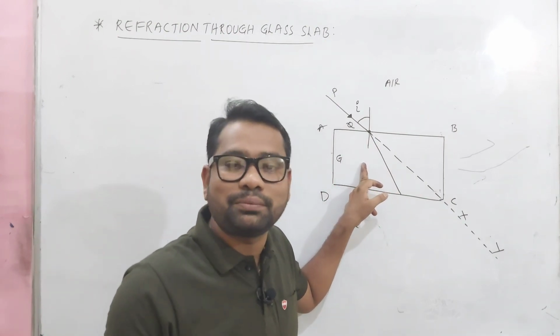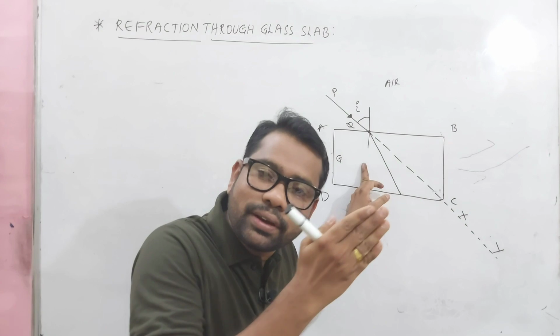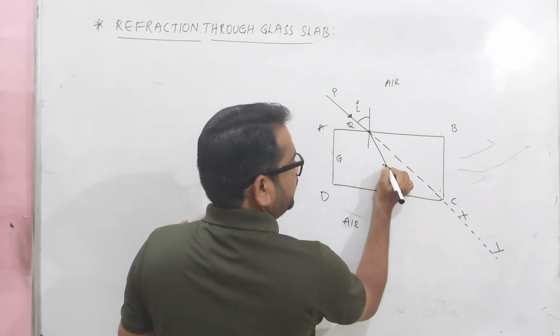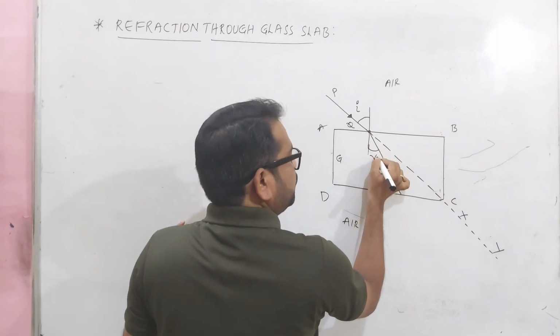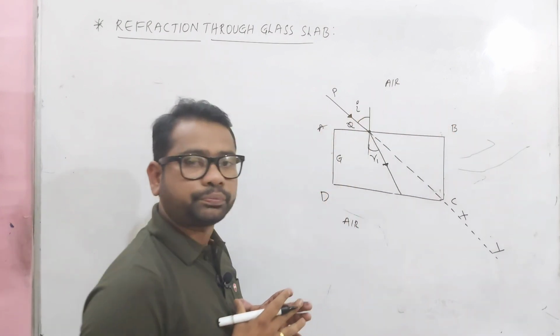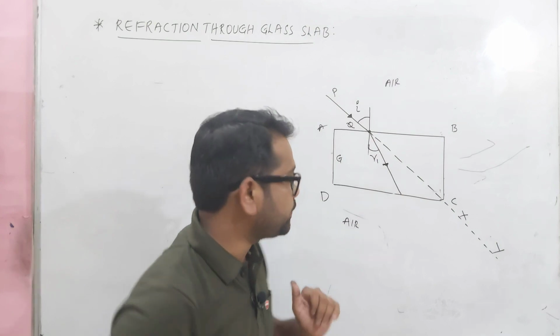Why is it going along a straight line path inside the glass slab? Because the medium is the same. As long as the medium is the same, light can travel in a straight line path. So this is the refracted ray. So this, children, is the angle of refraction at the first surface.